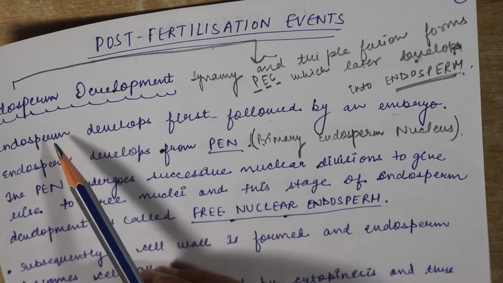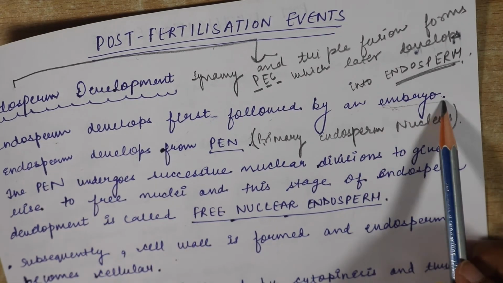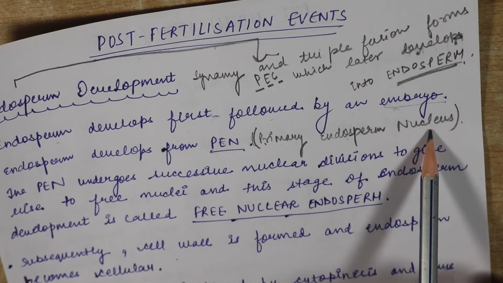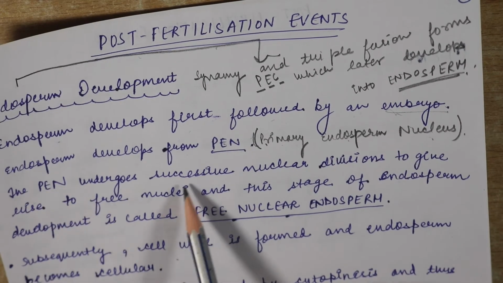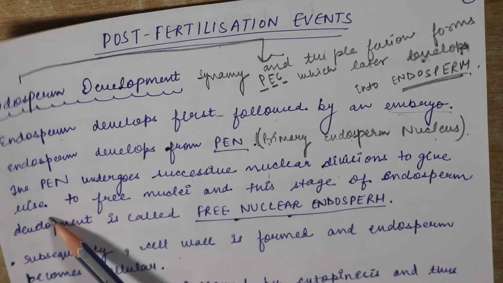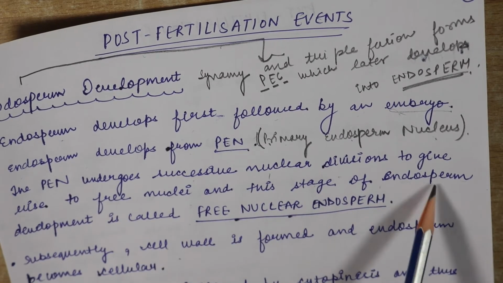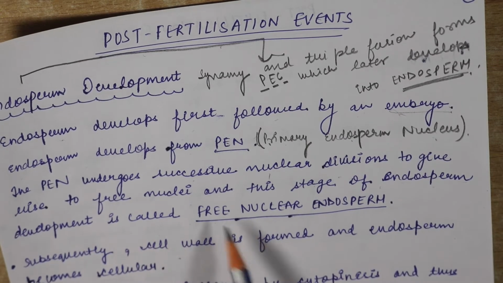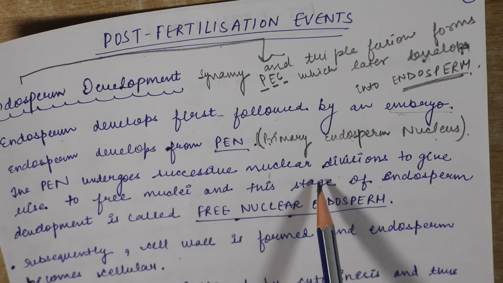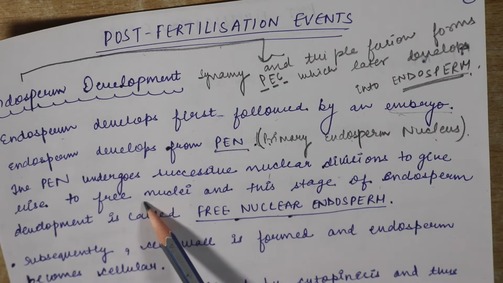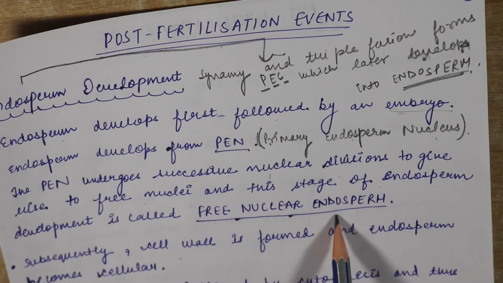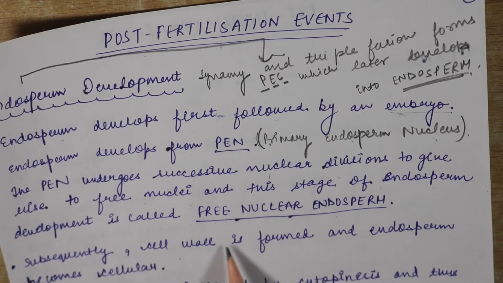First of all, the endosperm develops before the embryo, and it develops from the primary endosperm nucleus, the PEN, which undergoes successive nuclear divisions to give rise to free nuclei, and this stage of endosperm development is called free nuclear endosperm. Means when PEN undergoes nuclear divisions which give rise to free nuclei, this stage of endosperm development is known as free nuclear endosperm. Subsequently cell wall is formed.